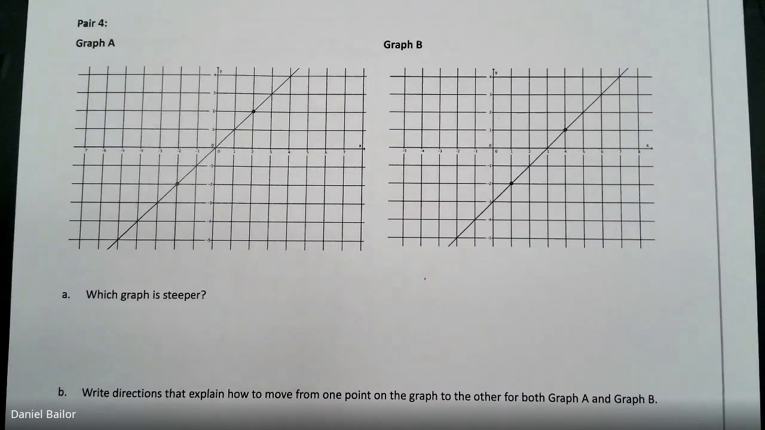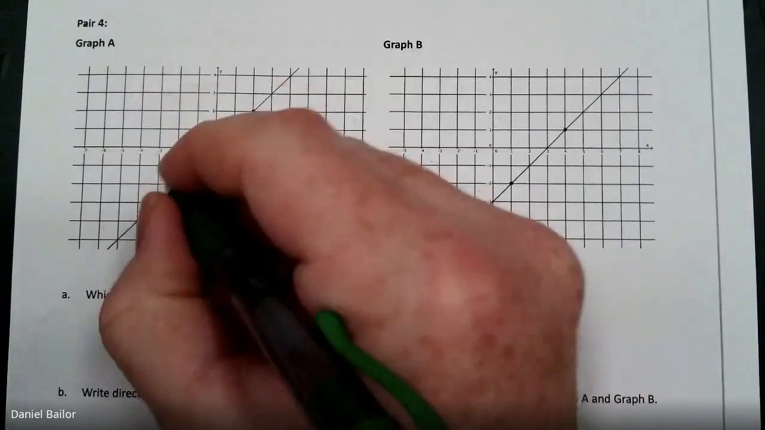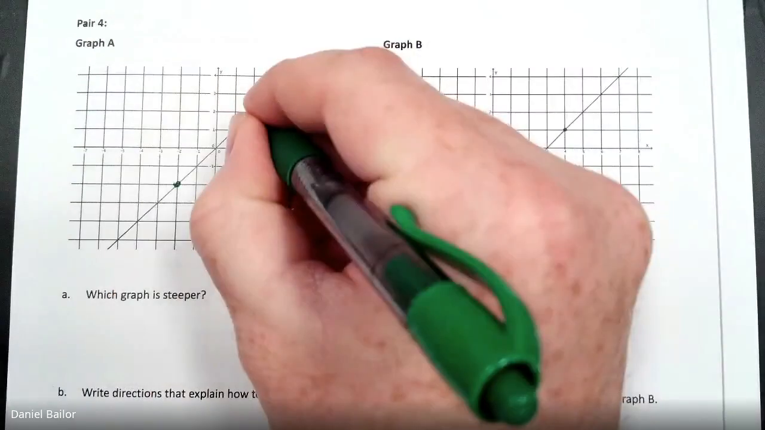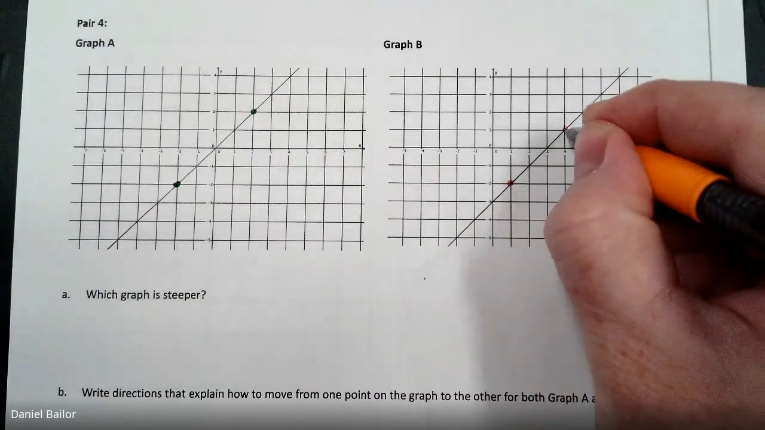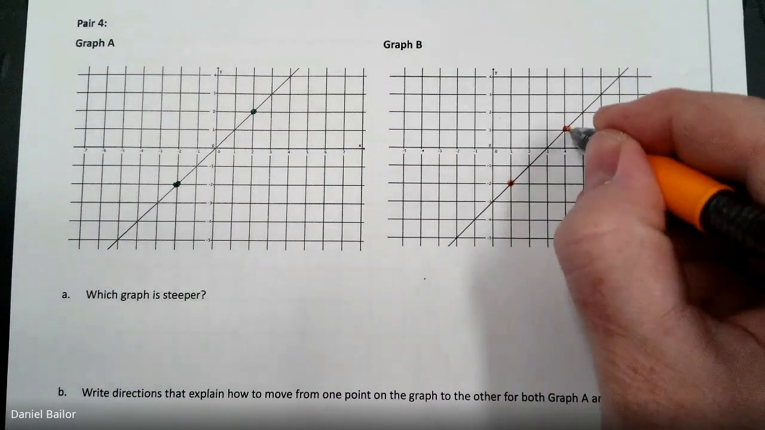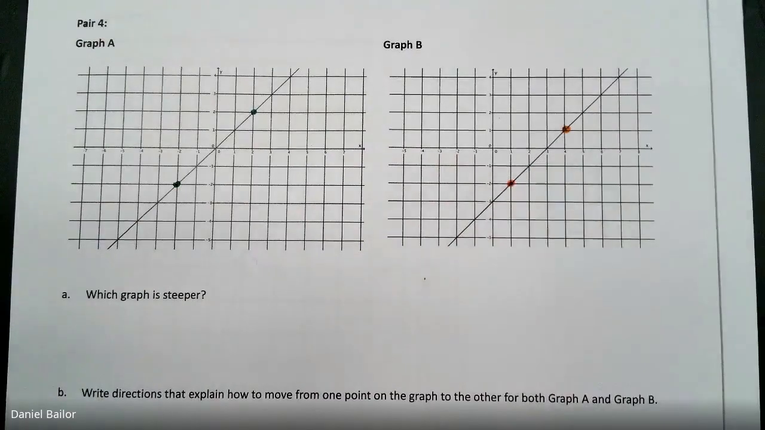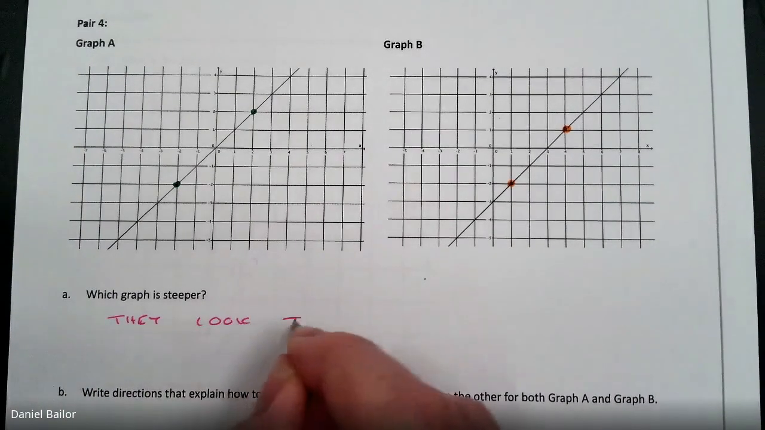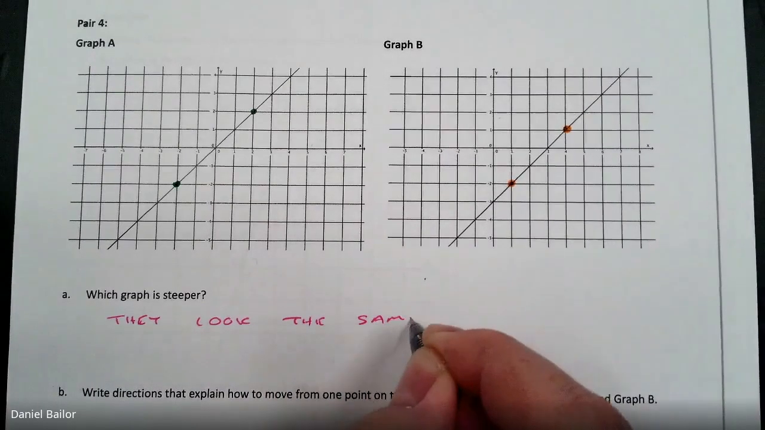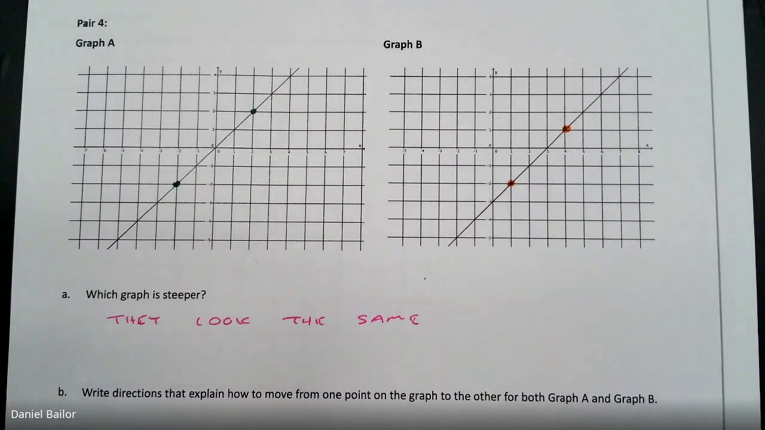Okay, you should have taken a minute to solve this on your own. We have graph A, and they gave us these 2 points for graph A. And for graph B, they gave us these 2 points for graph B. And it's asking us right now, which is steeper? Which graph is steeper? Well, I'm a little bit confused by this because to me, they look the same. Just using my eyes right now, they look the same.